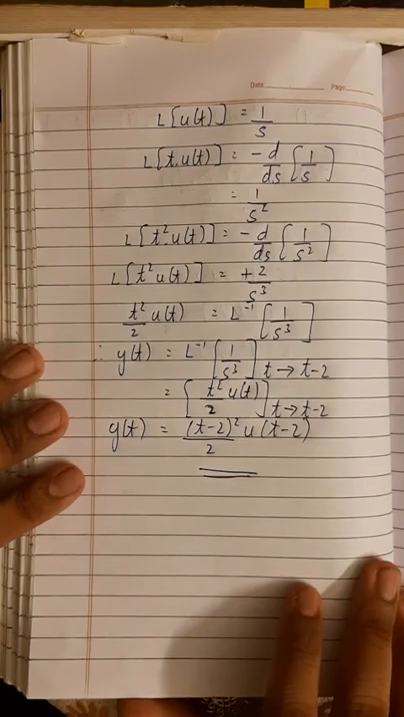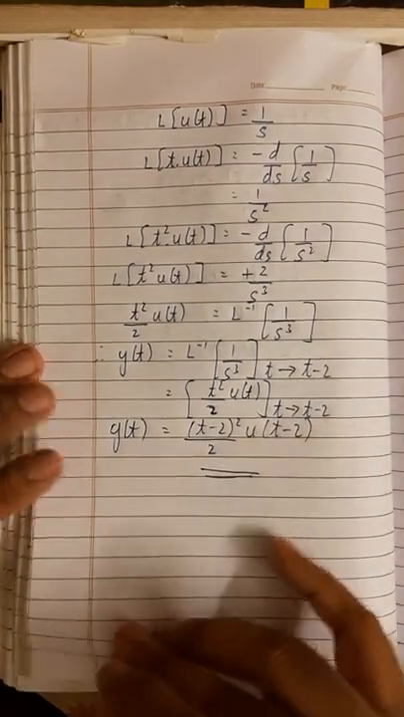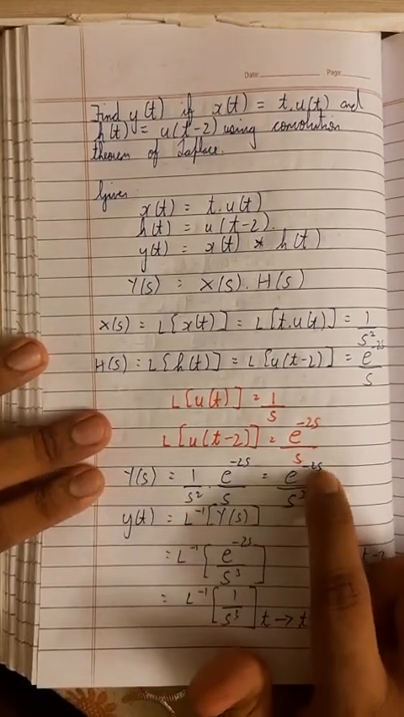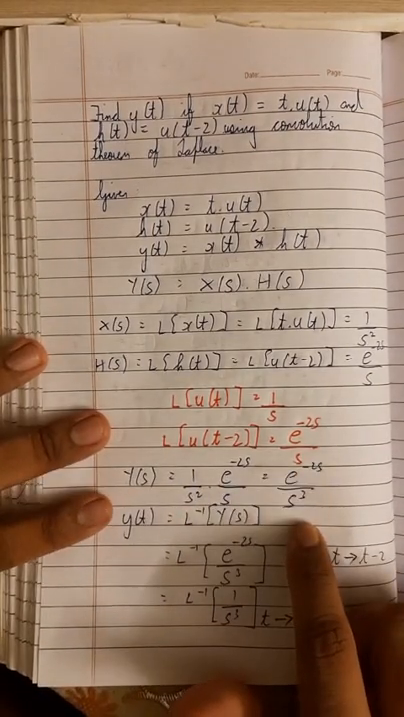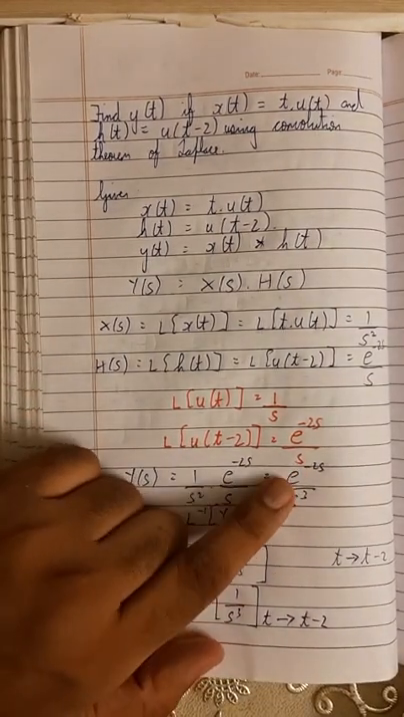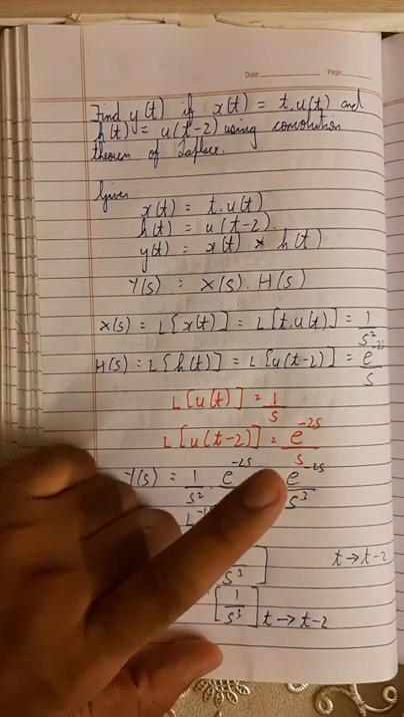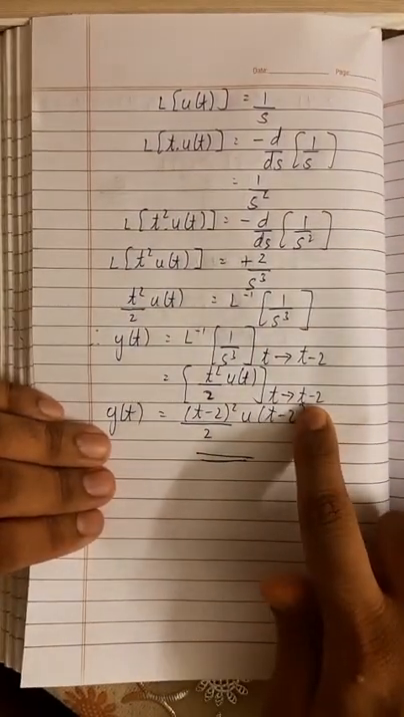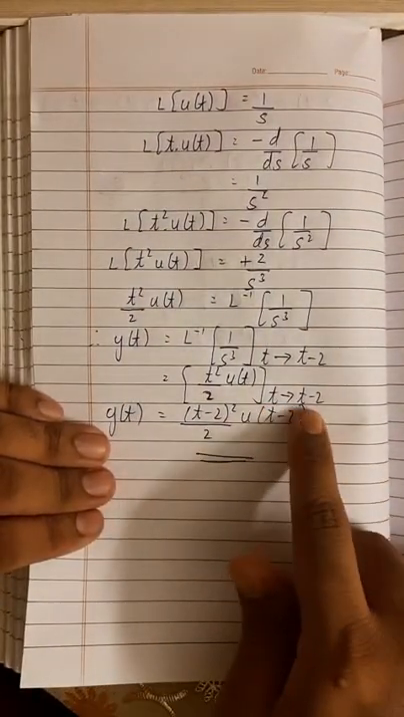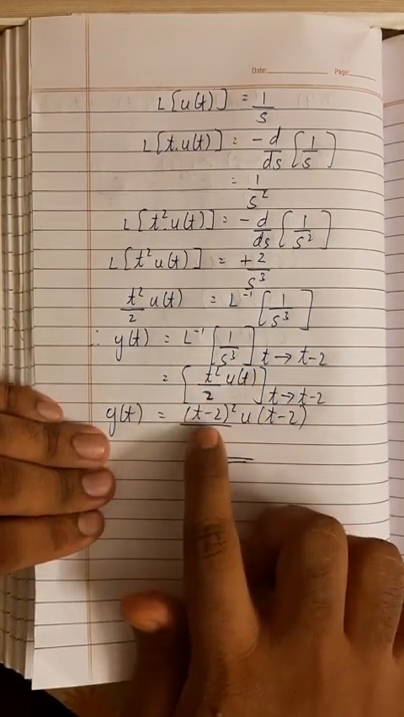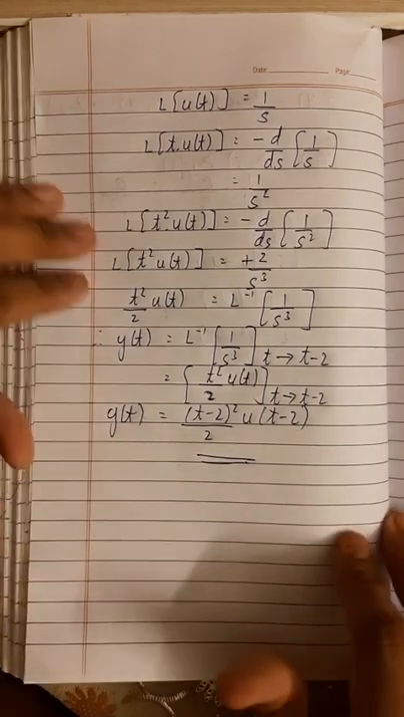Okay, where did this t minus 2 come from? Because the Laplace transform of y of s is e raised to minus 2s by s cube. We have already found the Laplace inverse of 1 by s cube. So if you multiply 1 by s cube with e raised to minus 2s, then you have to time shift the time domain function by 2 seconds. That is why t becomes t minus 2. So every t that you see here becomes t minus 2. Okay.